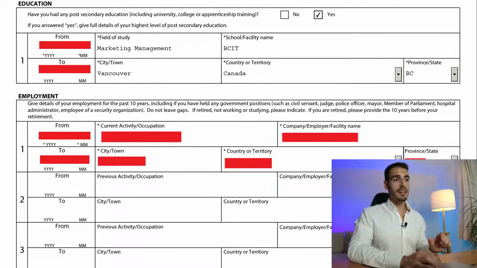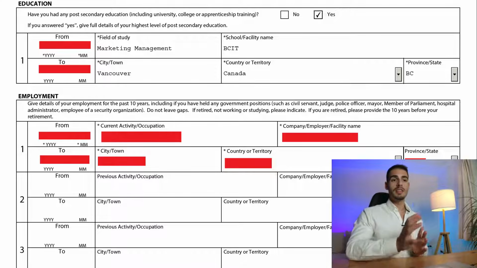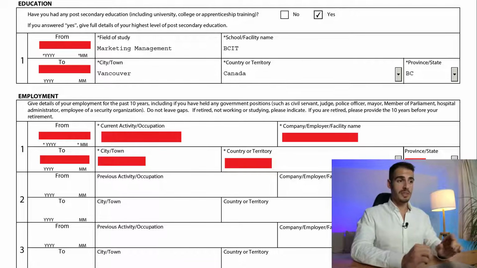It says give details of your employment for the past 10 years, including if you have held any government position. Do not leave gaps. If retired, not working or studying, please indicate. If you are retired, please provide the 10 years before your retirement. So enter your employment history here, and let's go to the next section.